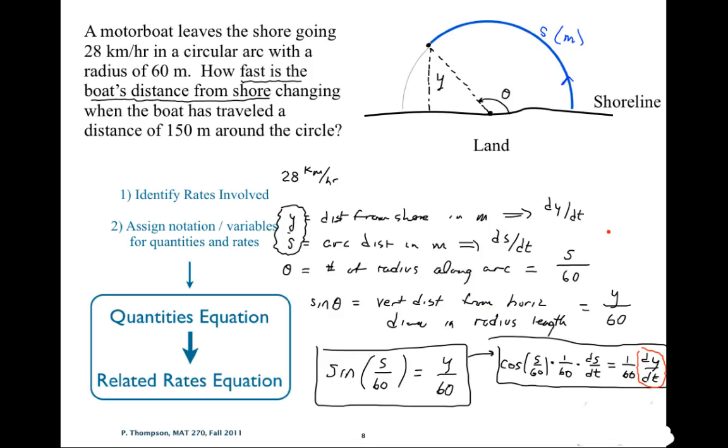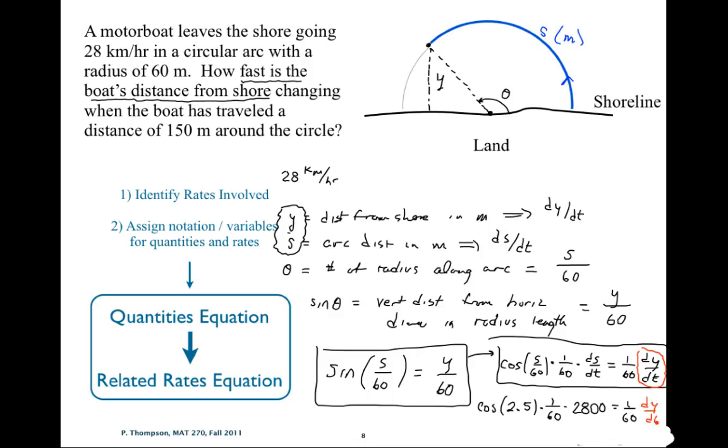And then do we know ds/dt? So you have cosine of 150 over 60. Is that 2.5? I'm putting 150 in for s right there. Okay, and simplifying, times 1 over 60, ds/dt, 28,000. Oh, cool. So 28,000. Good catch. Equals 1/60 times what we're solving for.